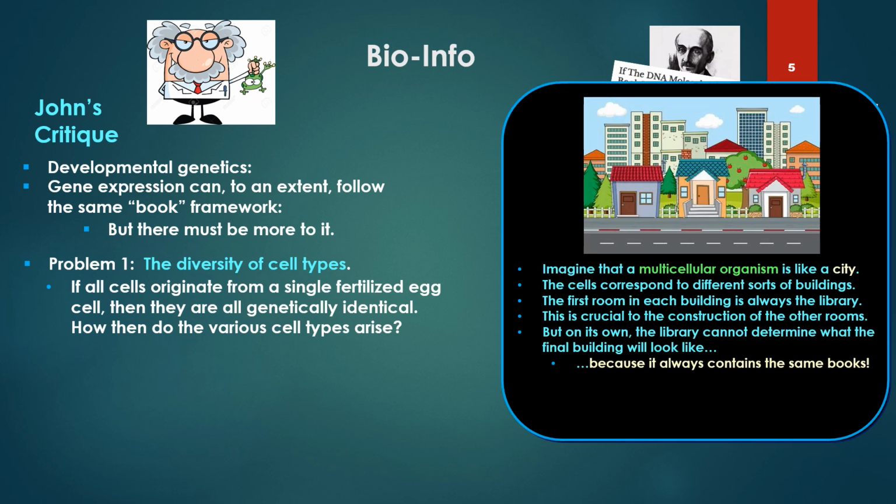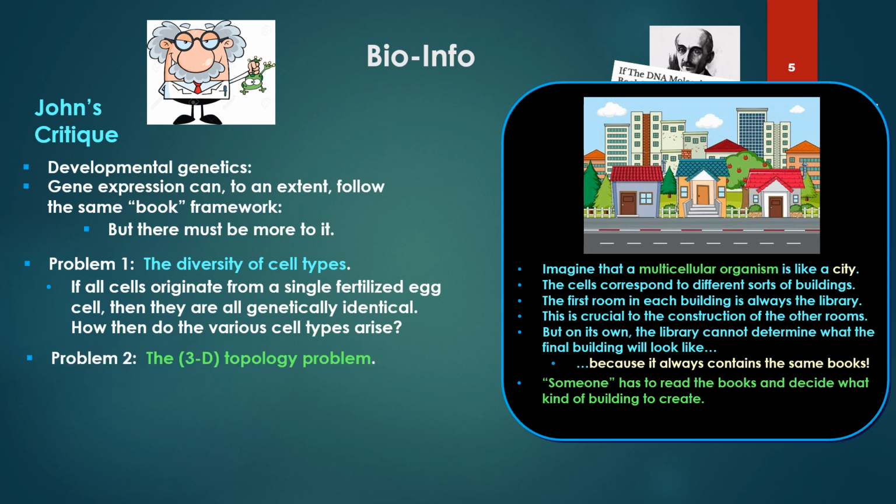For example, imagine that a multicellular organism is like a city. The cells correspond to different sorts of buildings. The first room in each building is always a library. This is crucial to the construction of other rooms. But on its own, the library cannot determine what the final building will look like, because it always contains the same books. Someone has to read the books and decide what kind of building to create.